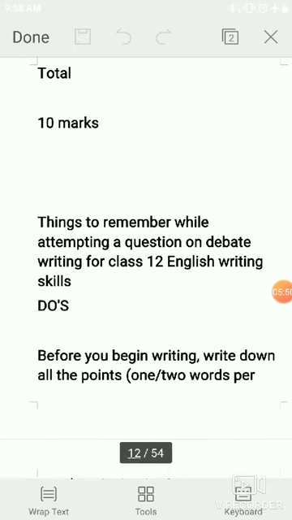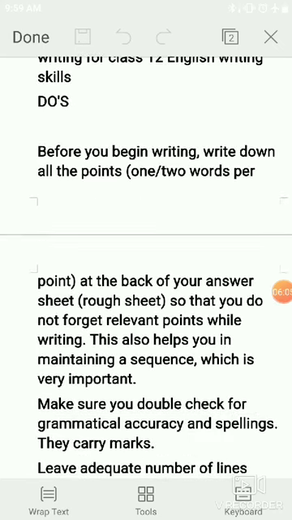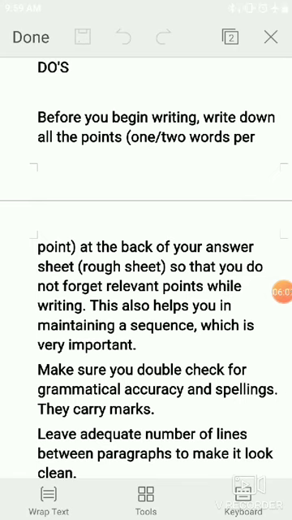First of all, we will have to think very clearly in our mind about how to divide our total paragraph so systematically that we could get the right marks. Now, things to remember while attempting a question on debate writing. Before you begin writing, write down all the points, 1-2 words per point, at the back of your answer sheet, so that you do not forget relevant points while writing. This also helps you maintain a sequence, which is very important.